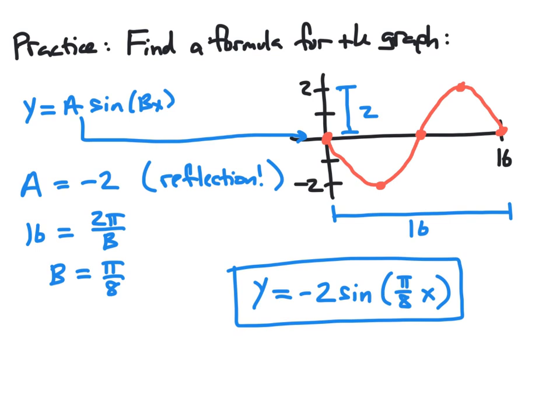The period here is given to be 16, and so we can use 16 equals 2 pi over b and solve for b to find b to be pi over 8, giving us the formula y equals negative 2 sine of pi over 8x.